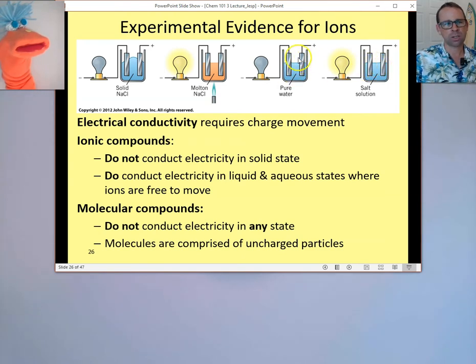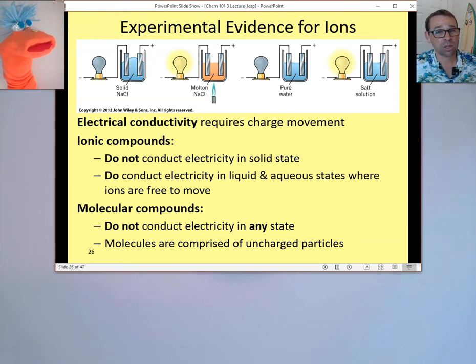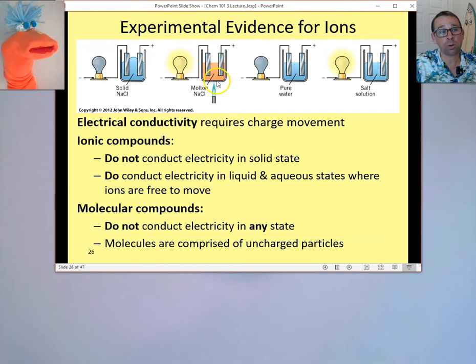Pure water, conductivity will not flow. If it's just powdered salt, just solid salt, sodium chloride or any other kind of ionic compound, because remember, salt is not just sodium chloride. Salt is any kind of ionic compound. Ionic compounds are not conductive. However, if you dissolve them in water, they will be, or if you make them into a liquid by heating them up, then they will become conductive as well.